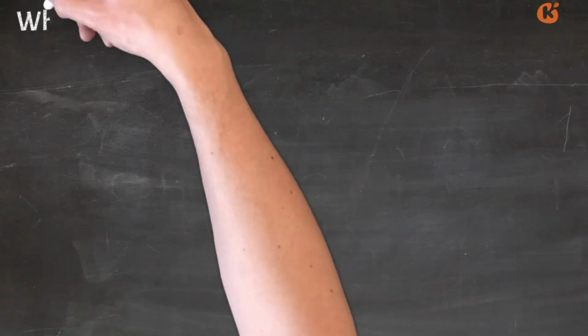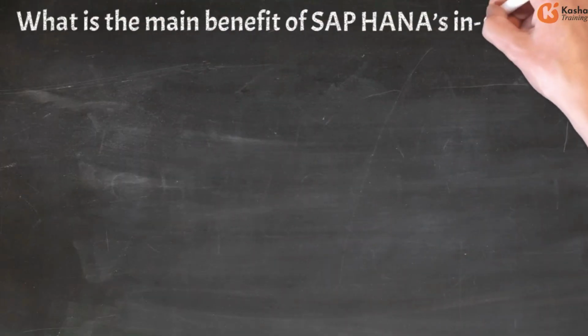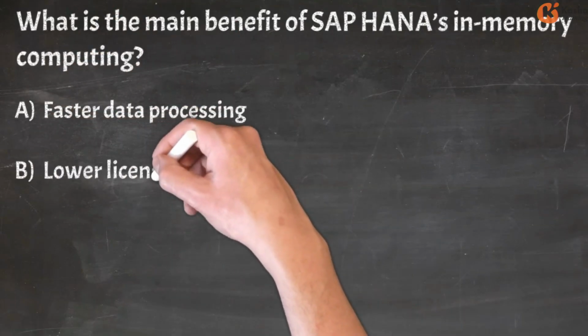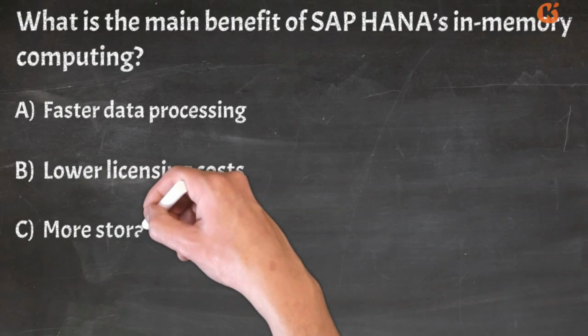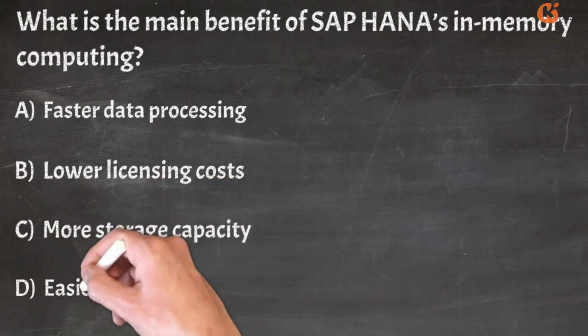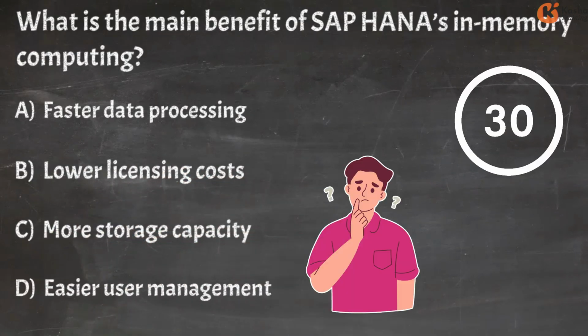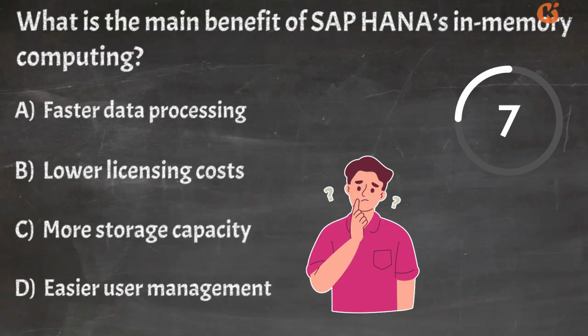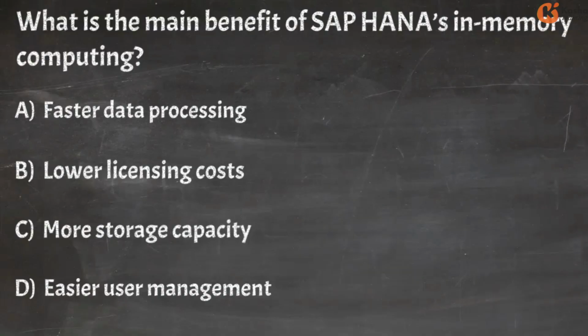Question 26. What is the main benefit of SAP HANA's in-memory computing? A. Faster data processing. B. Low licensing costs. C. More storage capacity. D. Easier user management. Correct answer A. Faster data processing.